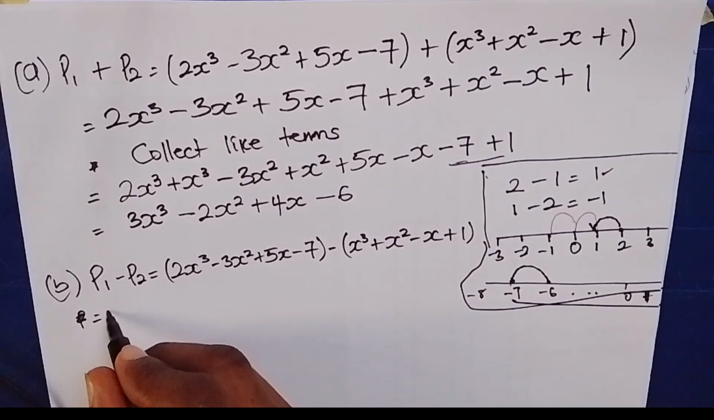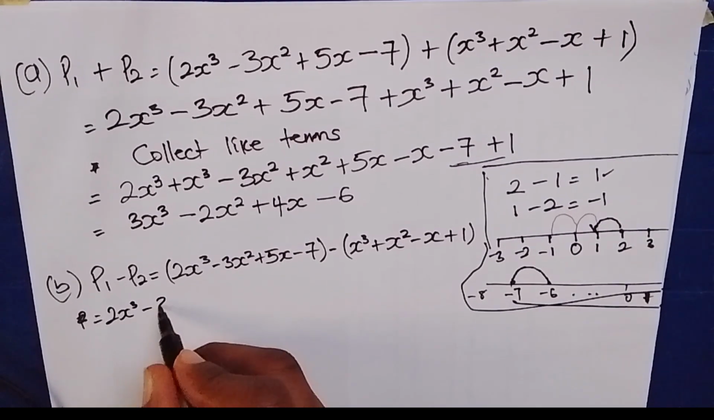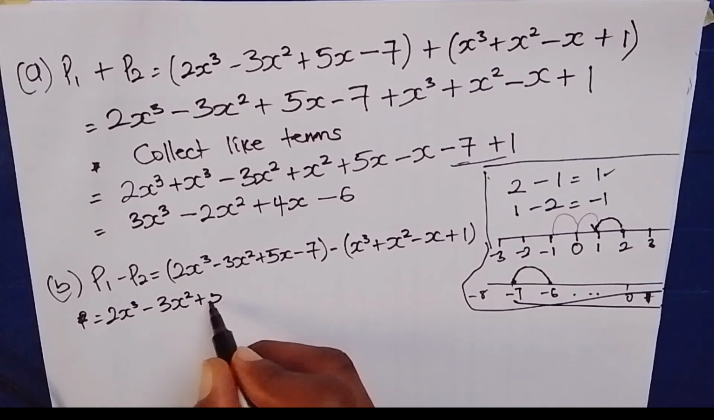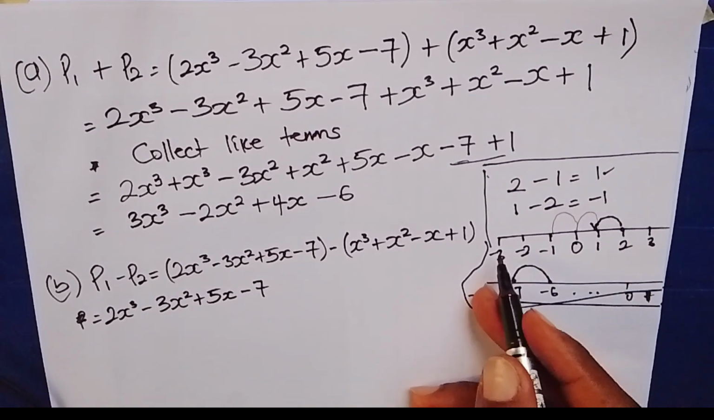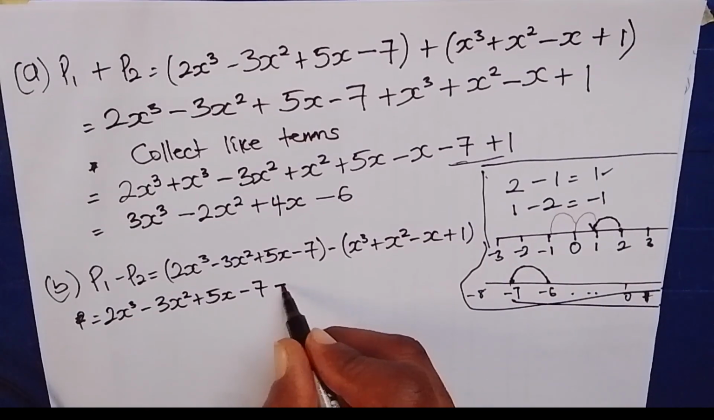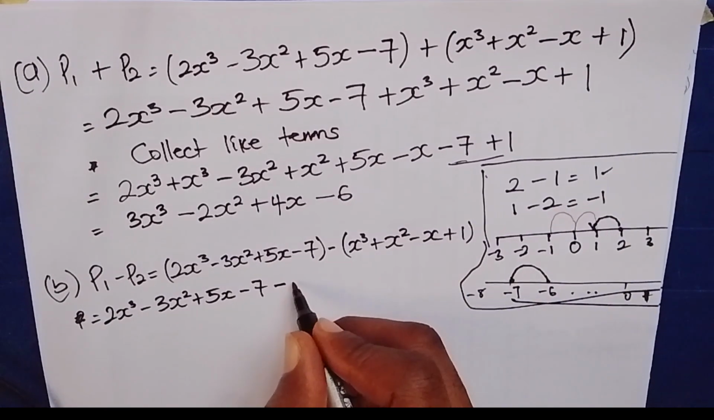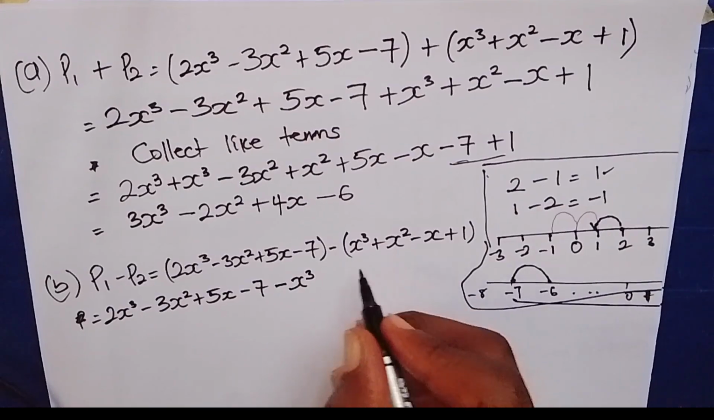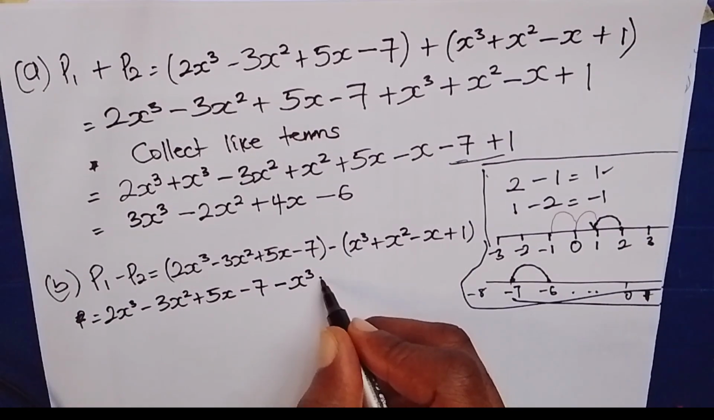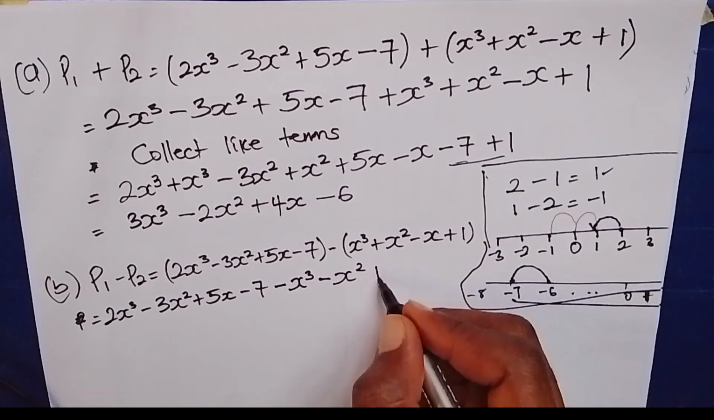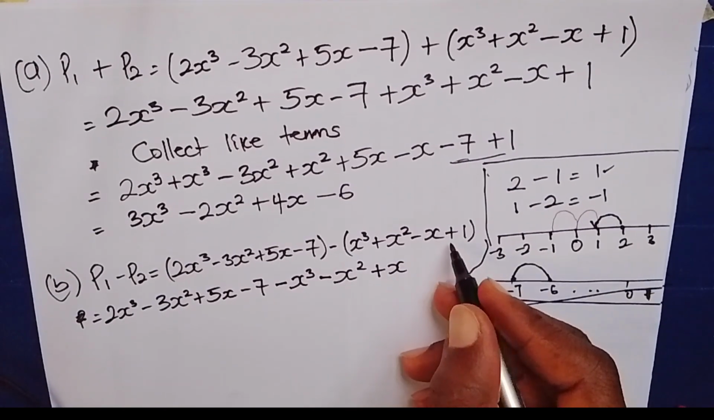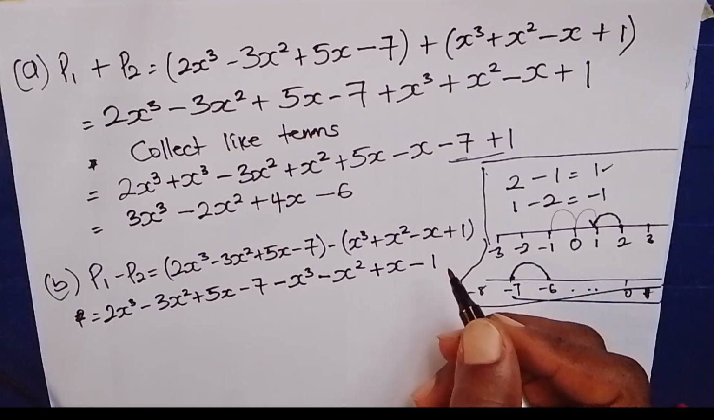So this is also equal, you open your bracket now: 2x cubed minus 3x squared plus 5x minus 7. Then our negative sign now will affect everything inside here. It multiplies everything. So negative times positive x cubed is negative, so you have minus x cubed. Negative times negative x squared... negative times positive is negative, so you have negative x squared. Negative times negative is positive, so this becomes plus x. Negative times positive is negative, so this becomes minus 1.